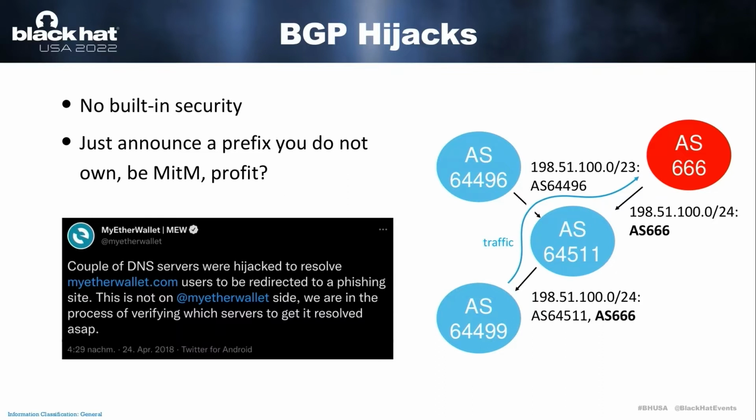The most known hijack was probably the MyEtherWallet hijack, where there were attackers which hijacked the Amazon Route 53 service, which hosted the DNS service for the myetherwallet.com domain. And what the attackers did, they hijacked the domain, put the phishing site on this page, and basically got account access to all those cryptocurrency wallets and stole a lot of cryptocurrency.